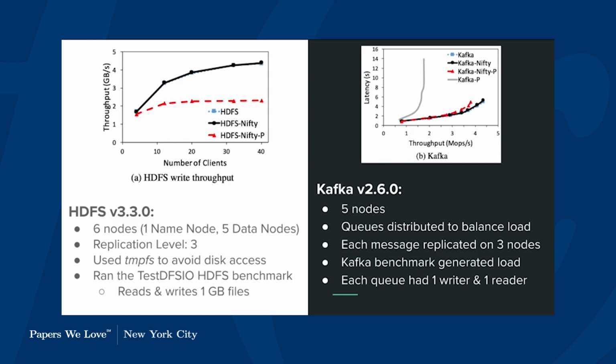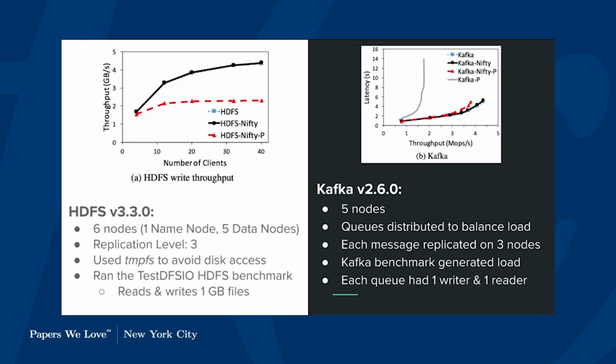All right, moving on to Kafka. Kafka, you can see, has a severe performance degradation when there's a partial network partition, and if you put Nifty at it, there's still some performance degradation, but not nearly as much. One thing I should also note before we move on: if you see an option that says something like HDFS-P, that means the version with the partition.